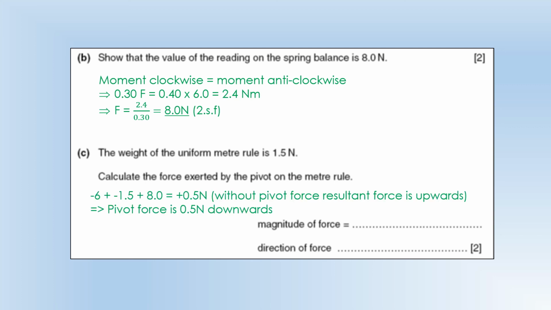So, the resultant force of the 3 forces we know about so far, well, we've got 6 going down, we've got 1.5 going down, and we have 8 going up. So the resultant force without the pivot force is upwards 0.5. So what that means is the pivot force must be 0.5 newtons downwards, so the resultant force is 0 and it's held in equilibrium. And that completes this video reviewing the questions on general physics.